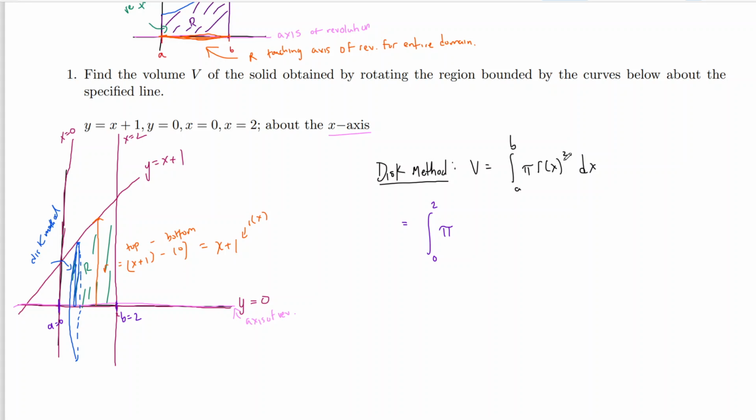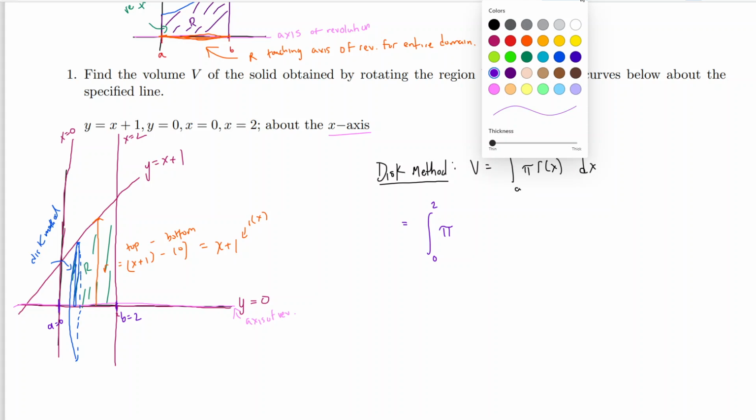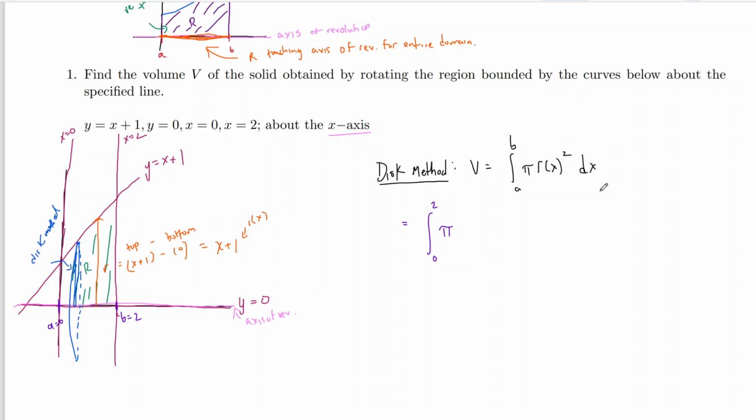And that's all you have to figure out. We only need a, b, and r of x in this formula. The pi and the dx are standard. Pi is just a number. dx is our differential. So we have x plus 1 squared dx. And now all you have to do is integrate this. We got pi. You can take the pi out. 0 to 2, x plus 1 squared dx.